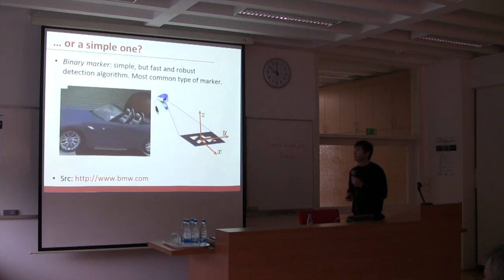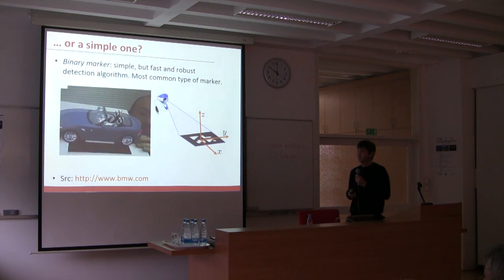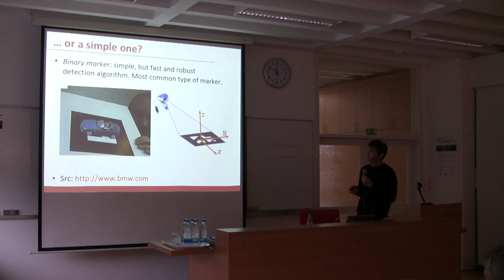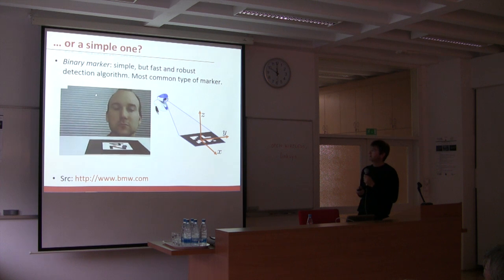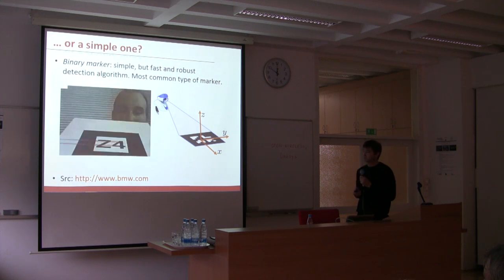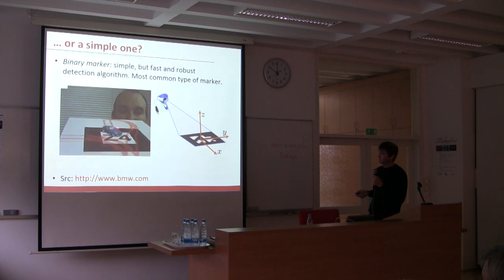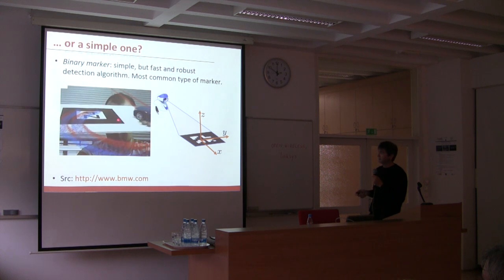Okay, and this is another example of a very simple marker, and we will use this type of marker in the following of this presentation. It's a binary marker, which is very easy to detect, and we can say it's now the most common type of marker. We can see many examples of this marker on YouTube and so on. It basically consists of two parts, this outer thick black frame, and this inner pattern.